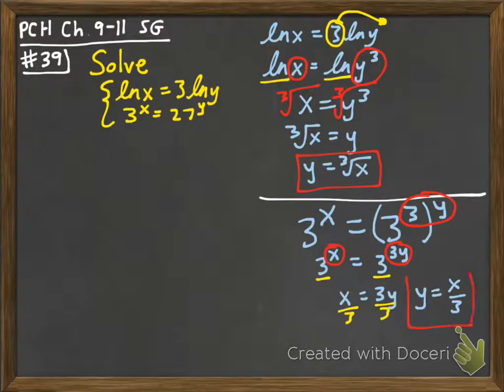So we have our two equations, and now we can rewrite this as y equals cube root of x, and y equals x over 3. The first one will be your y1, the second one will be your y2, and you program those two functions into your calculator.